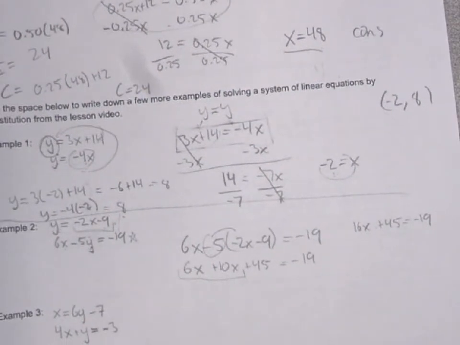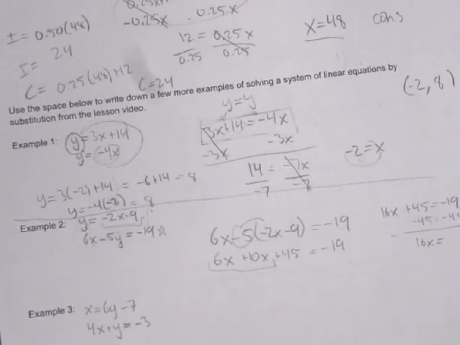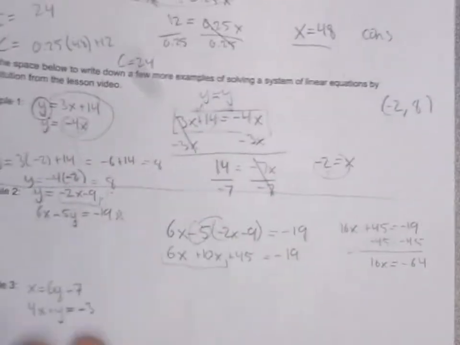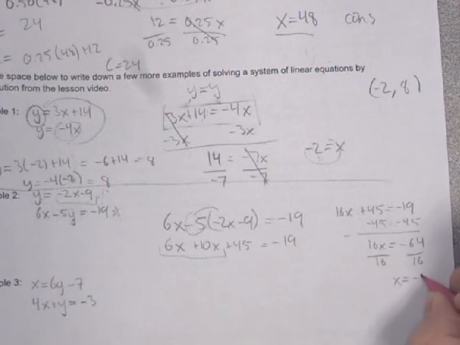All right, now it's just a two-step equation we need to solve. So subtract 45, subtract 45. Okay, and we get 16x equals, I'm just going to double check this in my calculator because the numbers are a little bit bigger than I'm comfortable with doing in my head. All right, so this equals negative 64. Okay, divide both sides by 16, and we get x equals negative 4.